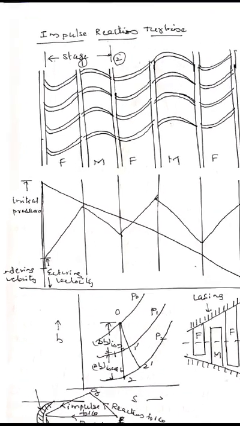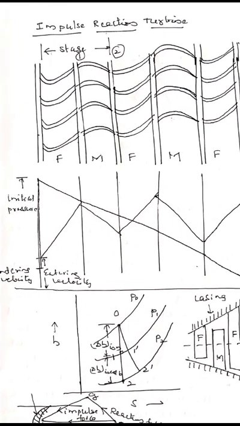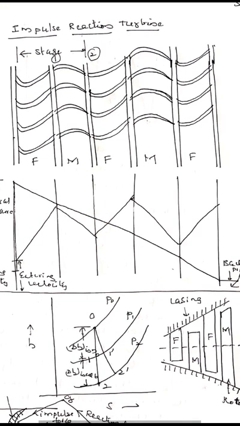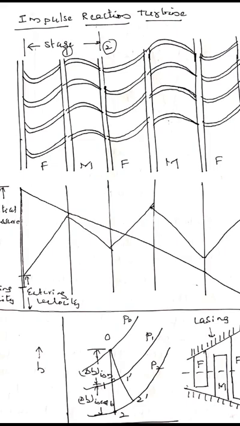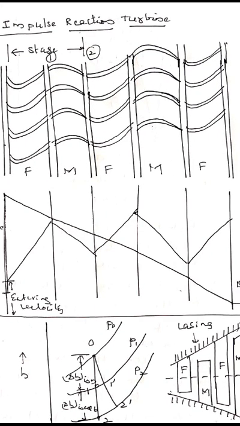Today we shall study about an impulse reaction turbine. As the name itself indicates, it utilizes the principle of both impulse and reaction to produce the propelling force on the blades. It consists of a series of moving blades attached to the rotor and a number of fixed blades attached to the casing. It consists of a number of stages, each stage consisting of one row of fixed blades and one row of moving blades.